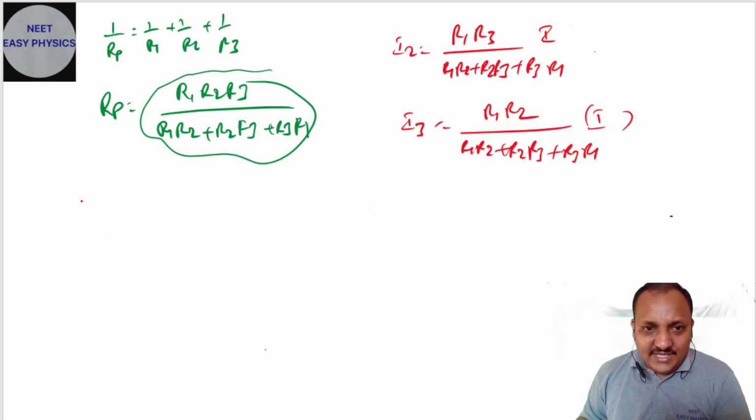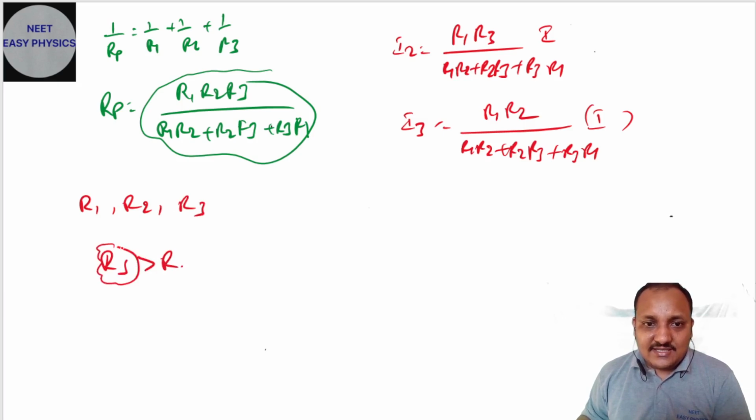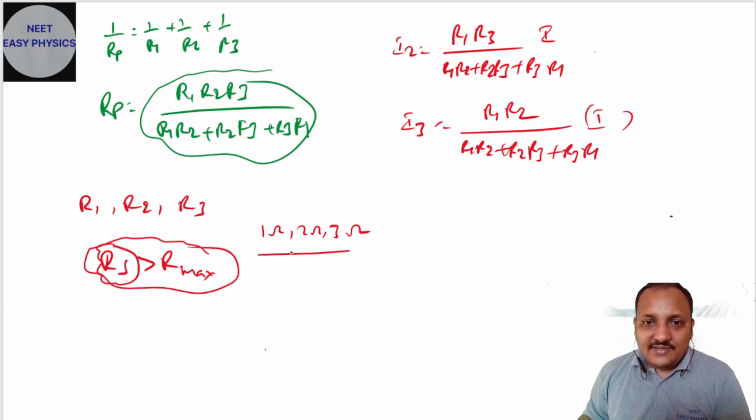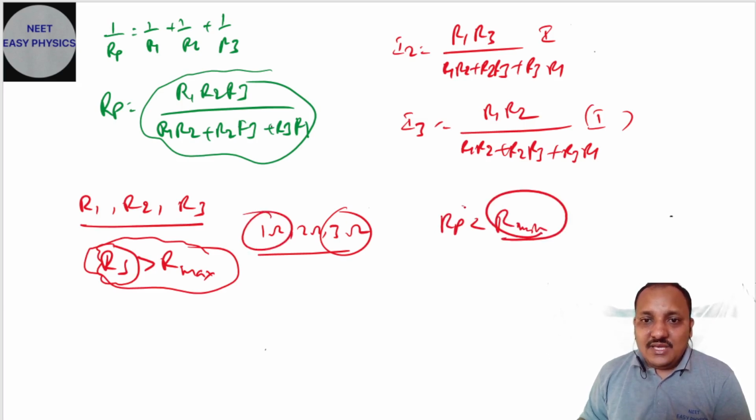So take three different resistors in series, R1, R2, R3. Then the effective resistance is always greater than the maximum resistance among the resistors when they are in series. That is, for 1 ohm, 2 ohm, 3 ohm, the effective resistance is greater than 3 ohm if resistors are in series. If parallel, the effective resistance is less than R minimum, minimum meaning here 1 ohm. If the effective resistance is less than the minimum, that combination is in parallel. If the effective resistance is greater than the maximum among the given resistors, those are connected in series.